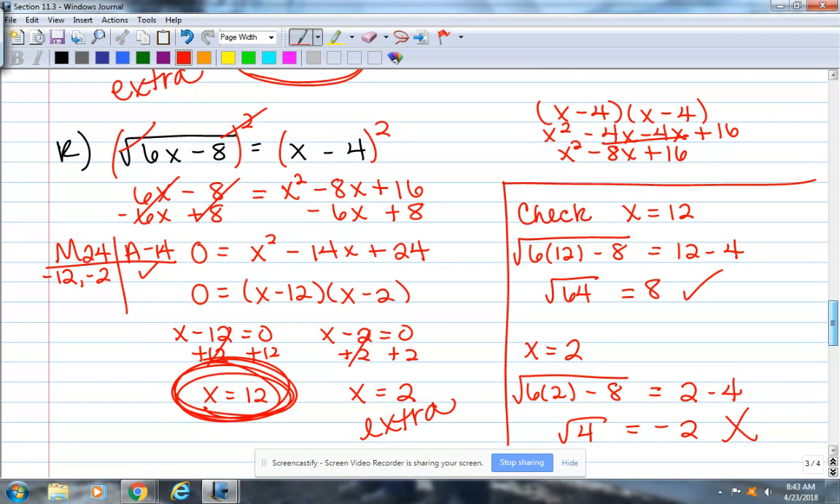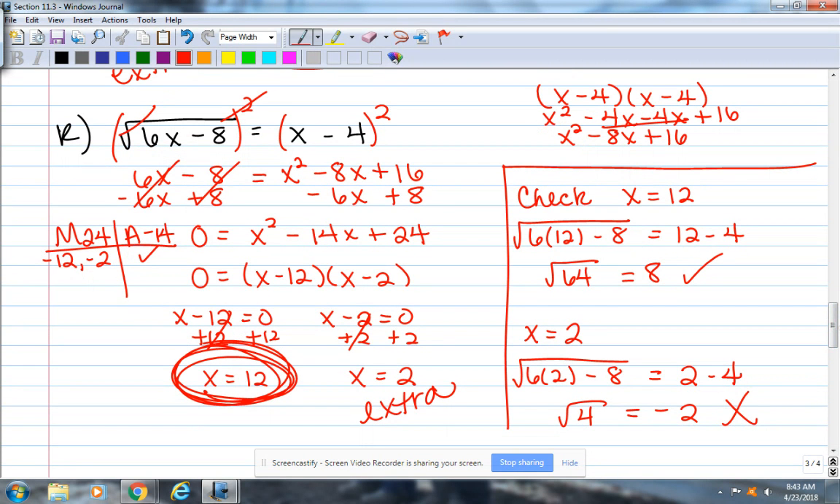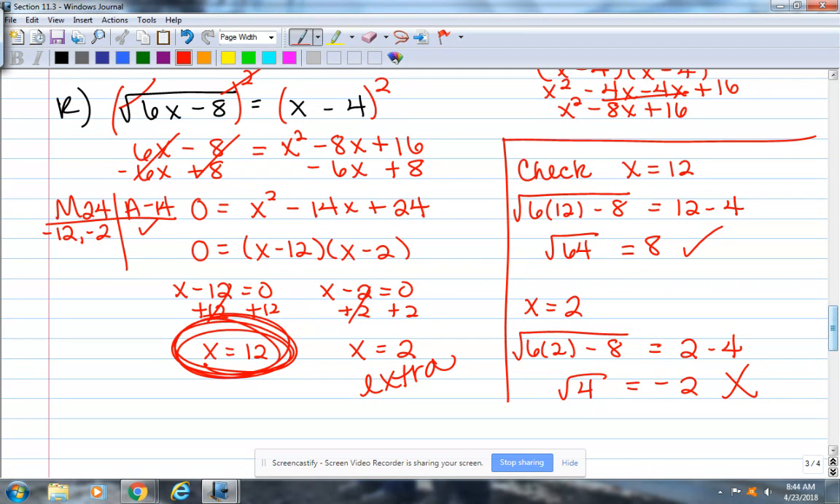So some people say, I've had people ask me before, if you get a positive answer, then it has to be one of the real ones. No, you can't just go by this because this one, 2, was positive, but it was extraneous. So you have to actually put them in and check them. And that's really as long as it will possibly get, when you have to square a binomial first. But for the most part you're going to see them like those previous two were, where you can just go straight to factoring. So any questions on these? Okay, this is the end of section 11.3.